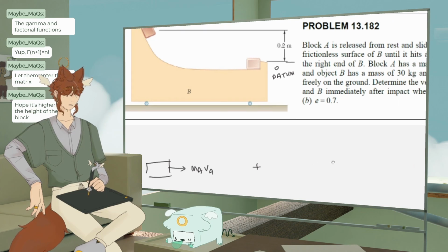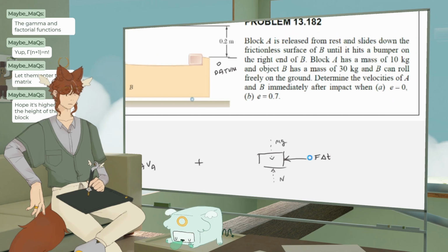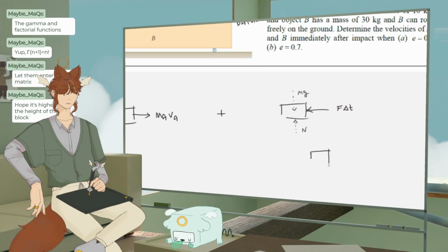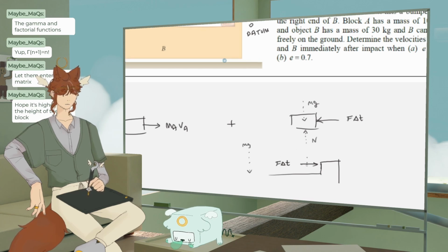some interesting stuff happening. So we've got this. It's gonna have an impulse on it this way. The MG is not gonna change, so we don't have to worry about that one necessarily. There's gonna be a normal force also. We don't have to worry about friction. For B, we're gonna have an impulse here. And we're gonna have a weight, sort of off to the side over here. And we're gonna have a normal force here, which is the same normal force.